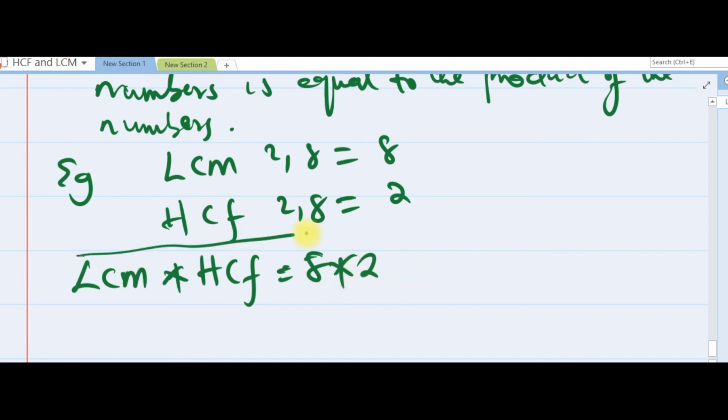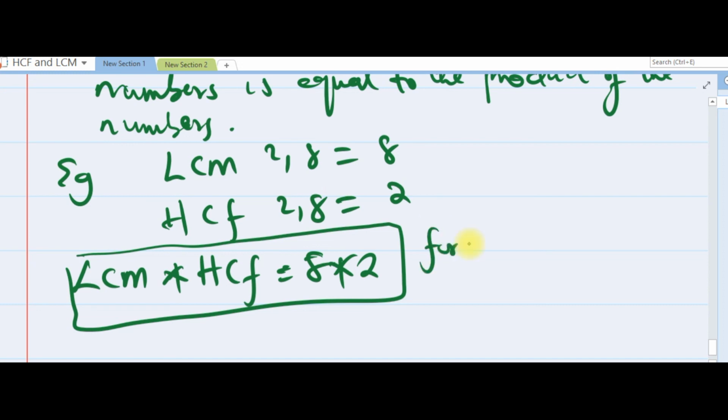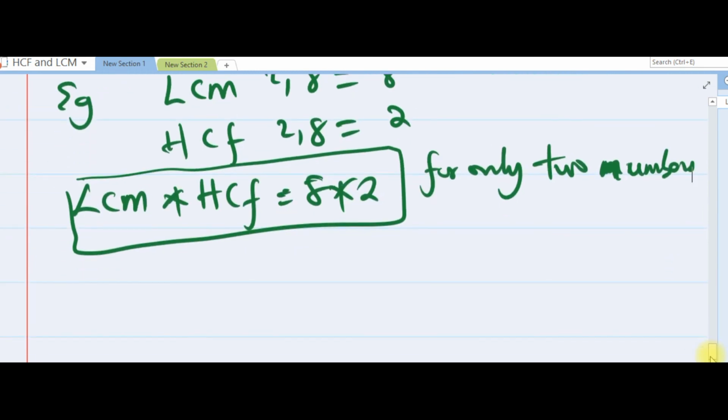So notice that this is restricted to only two numbers. If it's more than two, the formula is not applicable. So we stop here. Thank you.